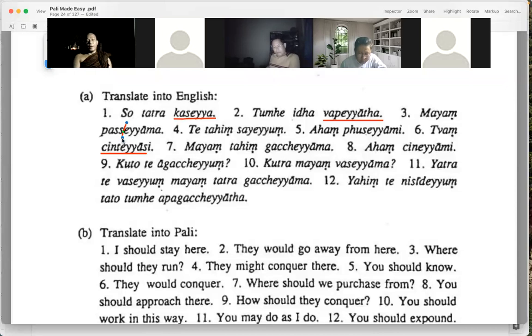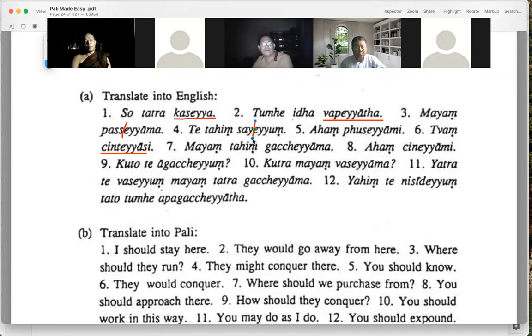And then the tahin sayayo. So sayayo is saya and the ayo. Ayo is third person plural optative verb. So they would or they might. So saya means lying down. They would lie down. Tahin means there. They would lie down there. Okay. They would lie down there.